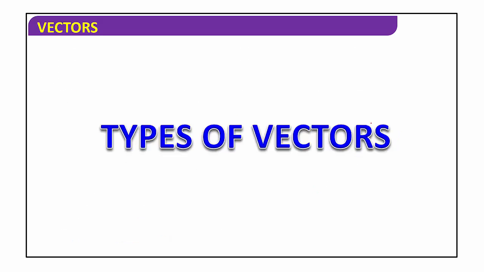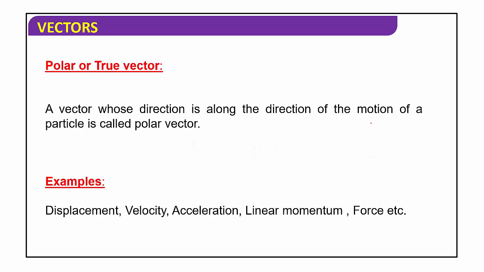Now we can study the types of vectors. There are many different types of vectors. We are going to study some important types of vectors which are for your syllabus. The first one: polar or true vector. What is the first type of vector? Polar or true vector, right?